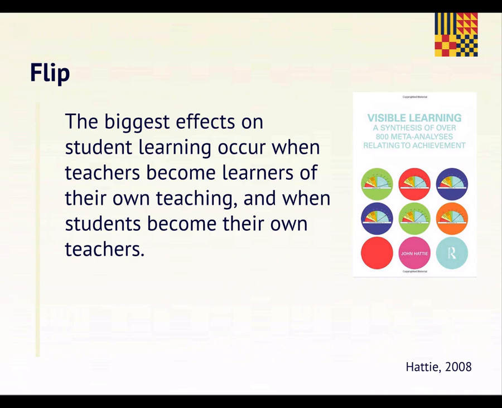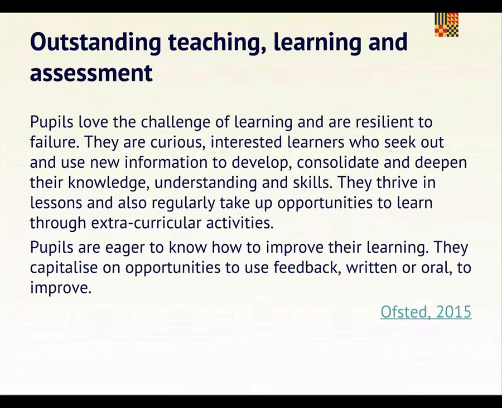John Hattie, who again Ewan referenced, looking through all of the meta-analyses of randomized controlled trial education research, says in one sentence, the biggest effect on student learning occurs when teachers become learners of their own teaching, when we get better at what we do, but when students become their own teachers, and provides hard evidence to support that. You can devolve some of the responsibility for learning how to program, learning about computing, to them, that they can teach themselves things. Think how powerful that will be moving forward.